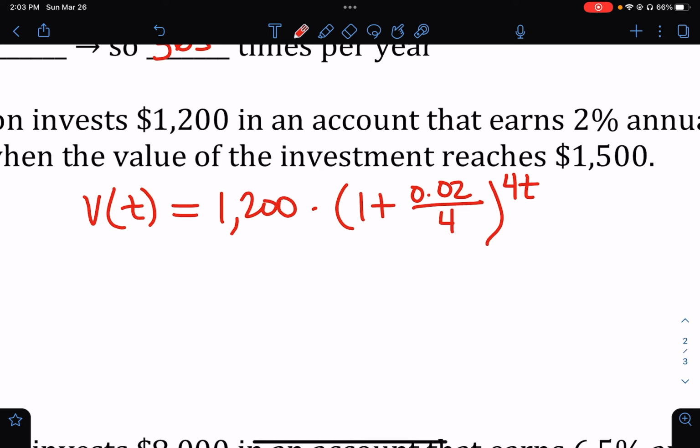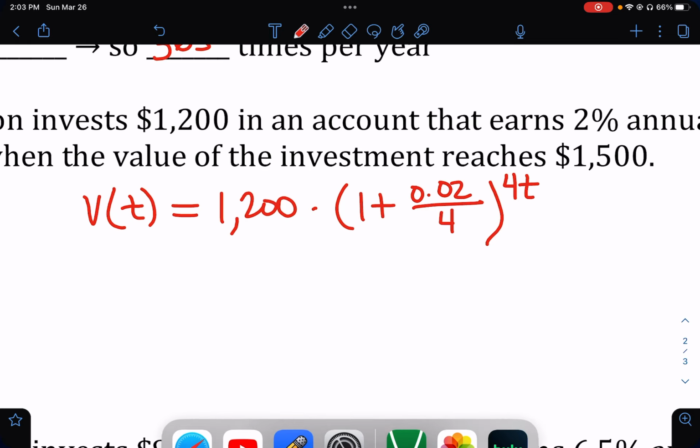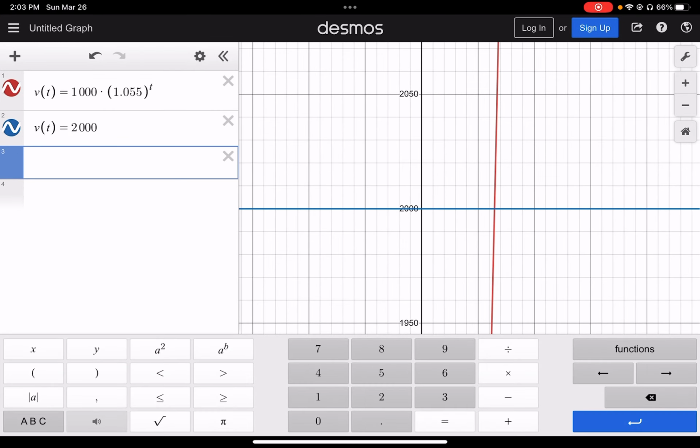And again, I wouldn't even worry so much about necessarily solving this. To be honest, I'd probably just put that as is into a calculator. If you want to, we can, right? We can go to Desmos really quick and figure out what that is.